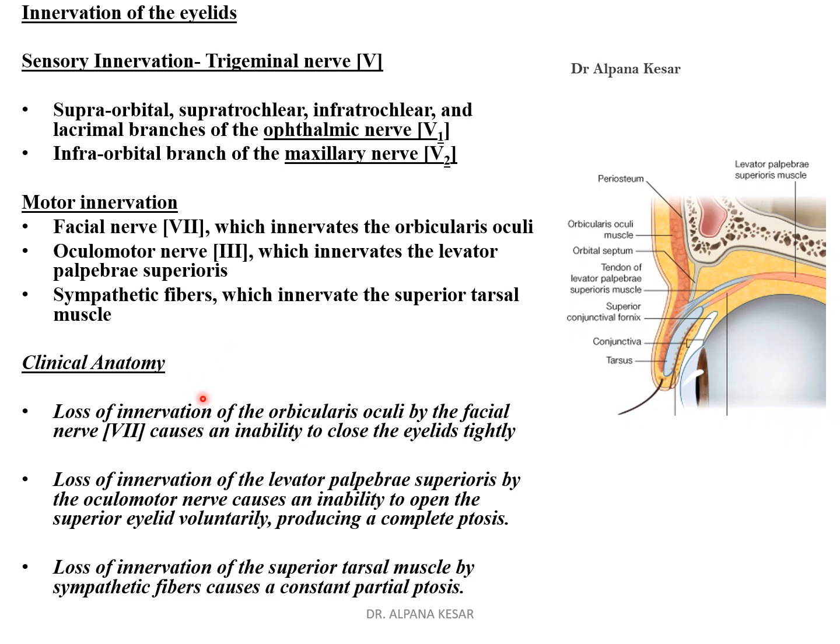Clinical anatomy. Loss of innervation of orbicularis oculi by the facial nerve causes inability to close the eyelids tightly, as also occurs during Bell's palsy. Loss of innervation of levator palpebrae superioris by the oculomotor nerve causes inability to open the eyelid voluntarily, producing complete ptosis. Loss of innervation of superior tarsal muscle by the sympathetic fibers causes a constant partial ptosis.